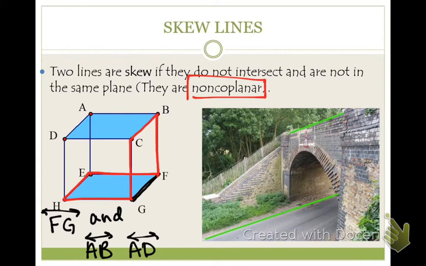Wait, wouldn't B be on the same plane as FG? I'm talking about the line on the same plane. Oh, okay. So AB is not on the same plane. Good question. All right, you can flip.